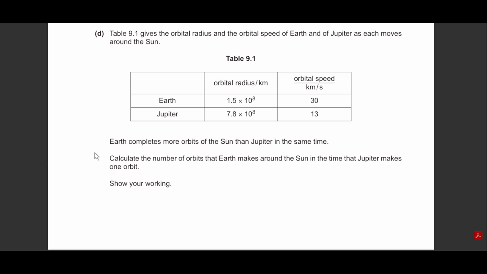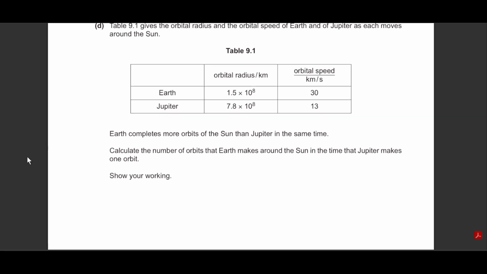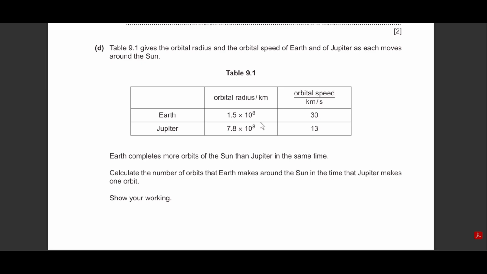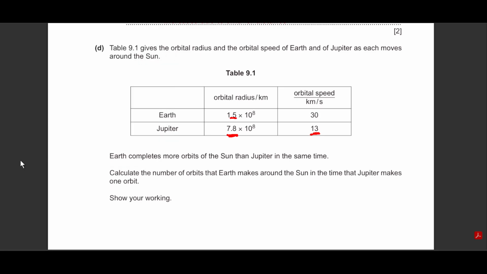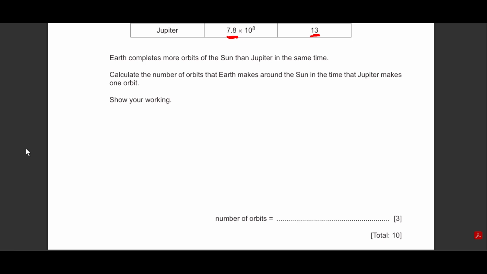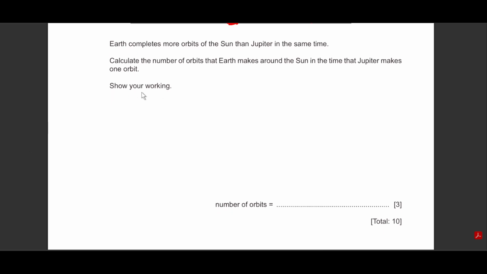So it says the Earth completes more orbits than Jupiter in the same time. There's also one more thing to notice. You see, Jupiter is further away as compared to the Earth. It also has low orbital speed. That is exactly one of the conclusions that we have for this chapter in our book. Anyways, it asks, how many orbits will the Earth make as compared to Jupiter at the same time?